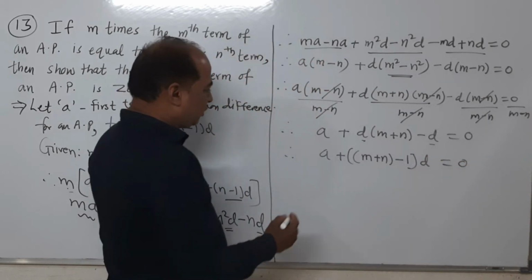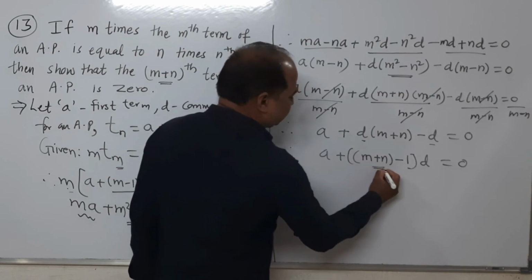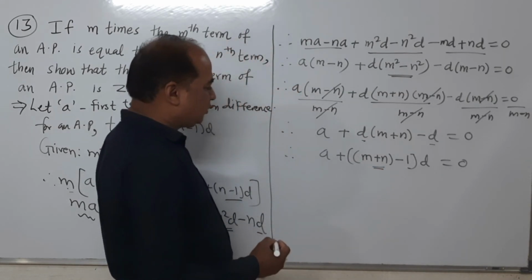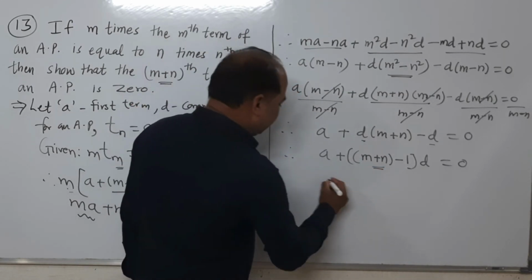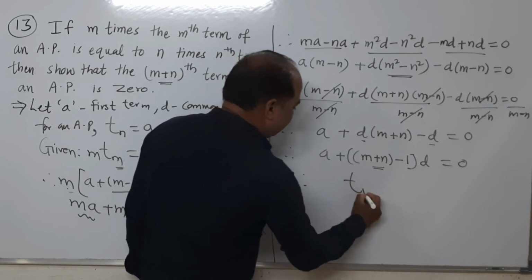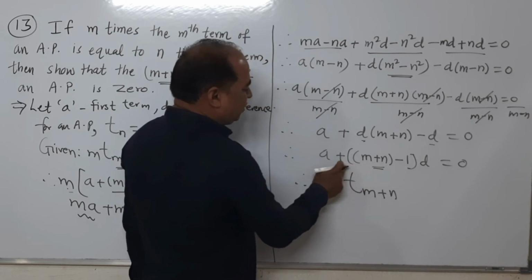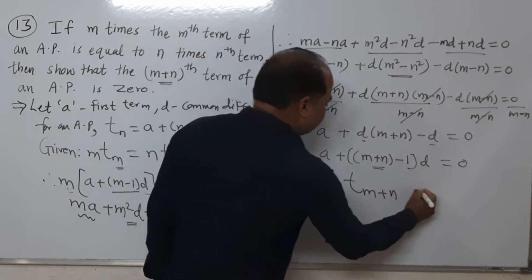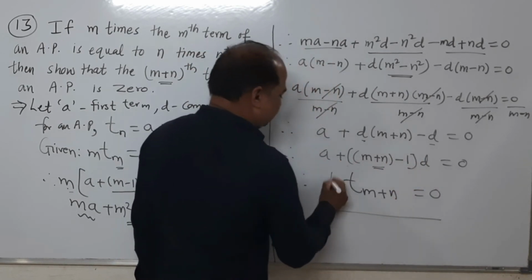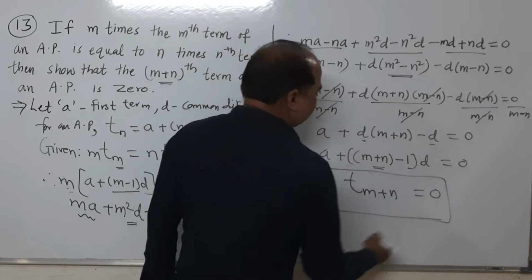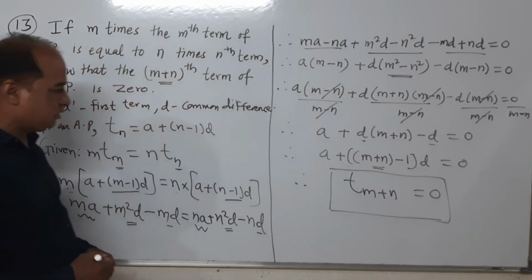So using the formula of Tn, that is for m plus n, it is t m plus n. So here we will get a plus m plus n minus 1 into d, which is equal to 0. Hence we have proved it that t m plus n is equal to 0.